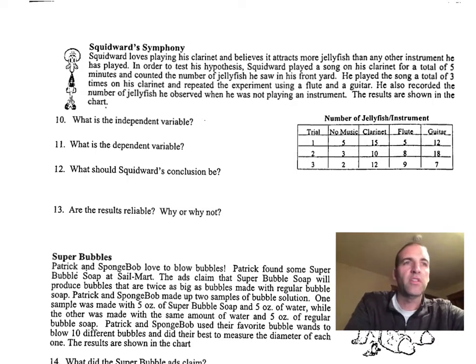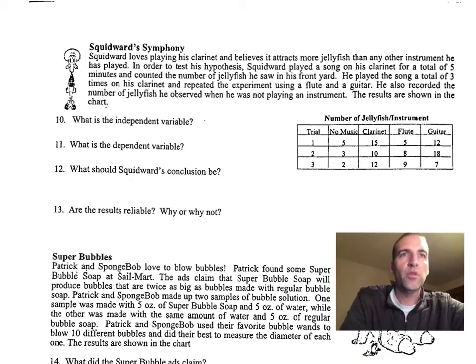So we're going to start off with question 10. What is the independent variable? Thinking back to your definitions on the front page of this assignment, the independent variable is the thing that is changed by the person doing the experiment. So what is Squidward changing in this experiment to test? Or what is he testing in his experiment?